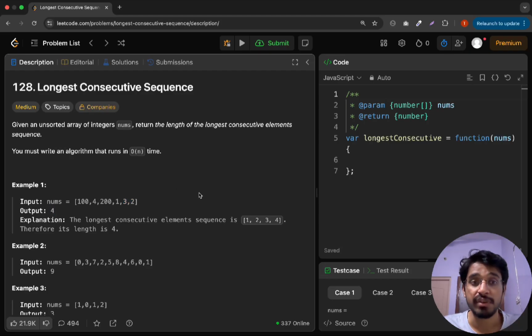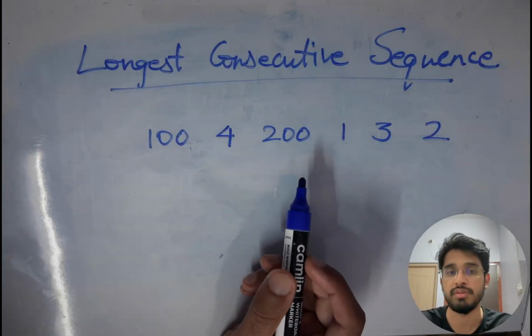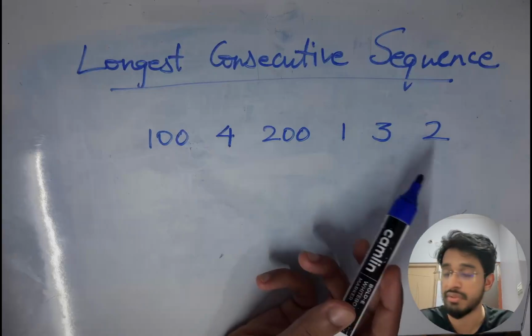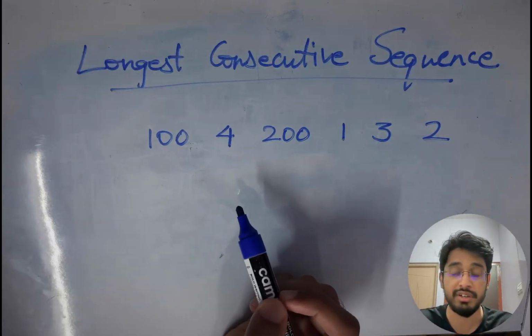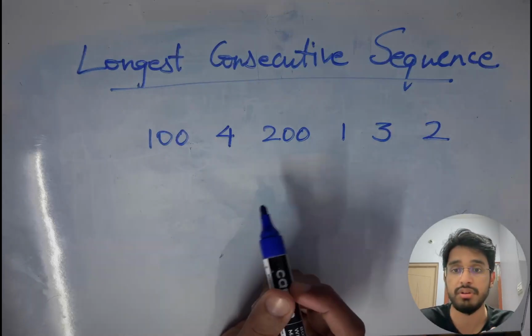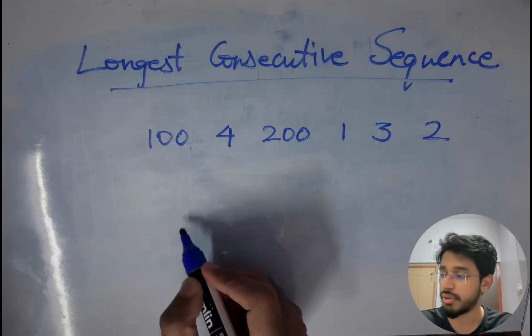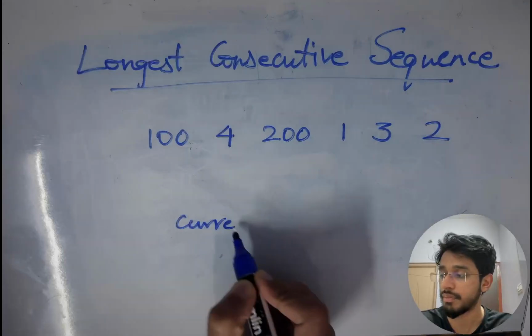Let us now understand how we can solve this. These are the numbers that are actually given. In order to solve this particular problem, we need to loop across every single element that we have and check if the next element actually exists within this array. We need to keep track of a variable, which we can call a streak, or current streak.